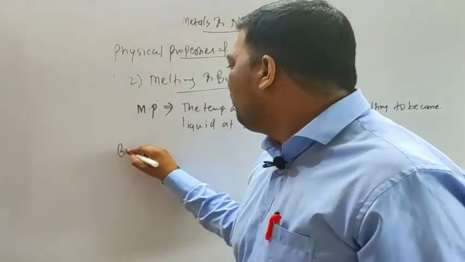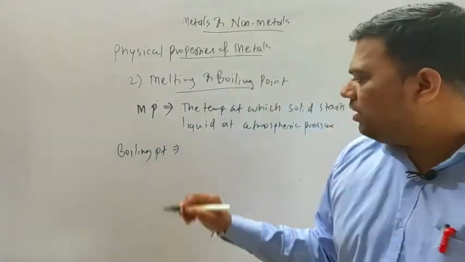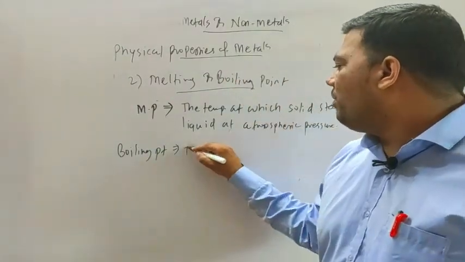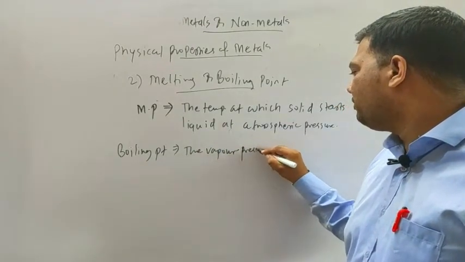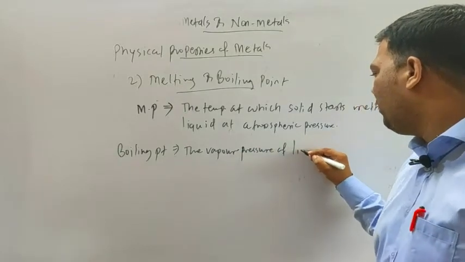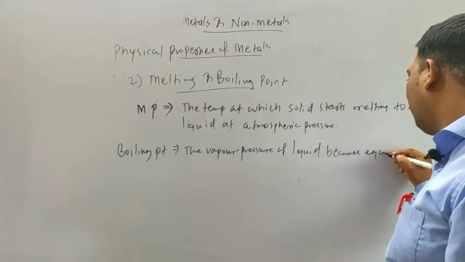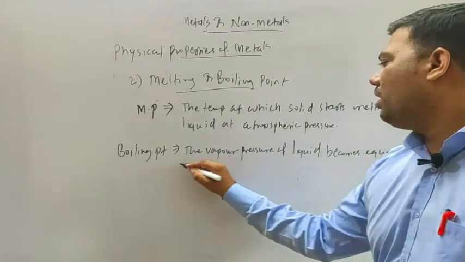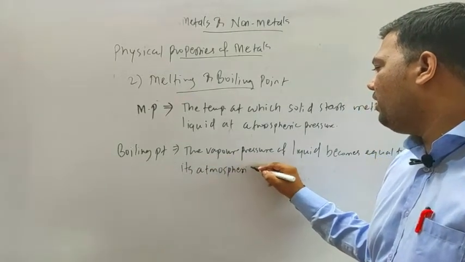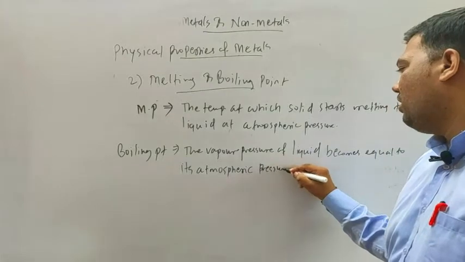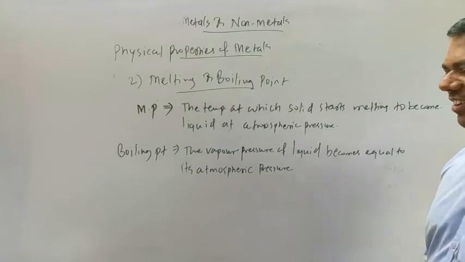Now the boiling point definition. The boiling point is the temperature at which the vapor pressure of a liquid becomes equal to the atmospheric pressure. Understood? So these are the melting and boiling point definitions.